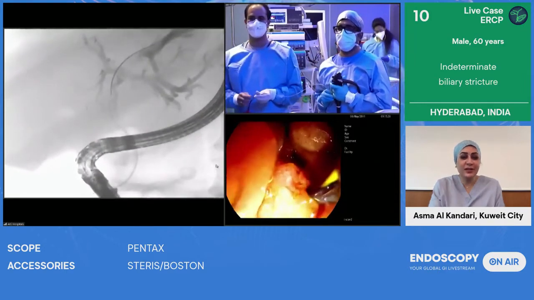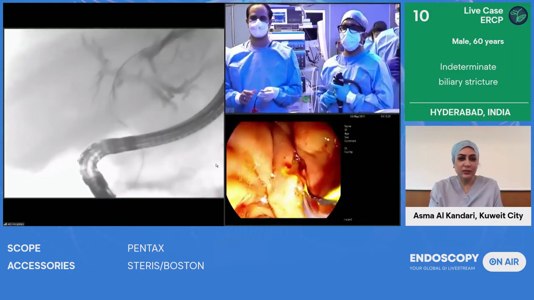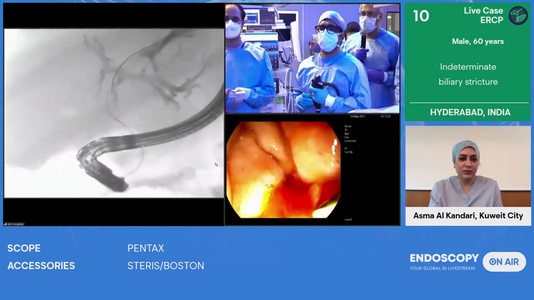Yeah, we can see it on the right side. Looks good. No, not yet. So we'll try to... Starting, yeah. So I think we have 2 choices here, Asma.